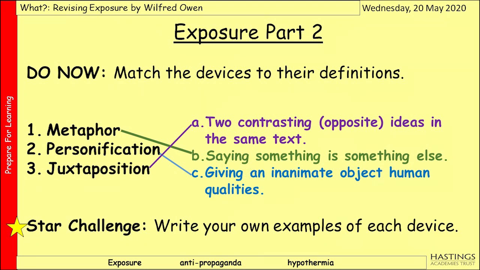Personification is giving an inanimate object human qualities. For instance, the leaves danced in the wind. Obviously, we know leaves can't dance, but it gives us the impression that they're moving in the wind.